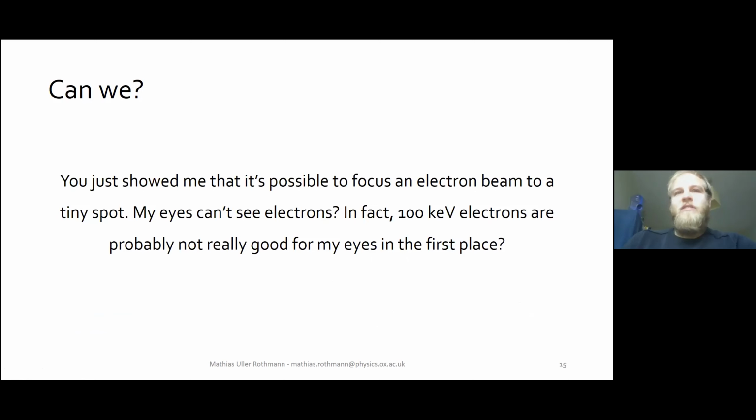But then obviously you might be thinking, well, really, can we? Because when you look at something with your eyes, you don't see things that are a few hundred nanometers apart. You see them as an object, right? So I showed you that it's possible to focus an electron beam to a tiny spot, but our eyes can't see electrons. And in fact, it's probably not really good for us if we try to look at electrons accelerated to 100 kilovolts. Probably not very good for our eyes in the first place.